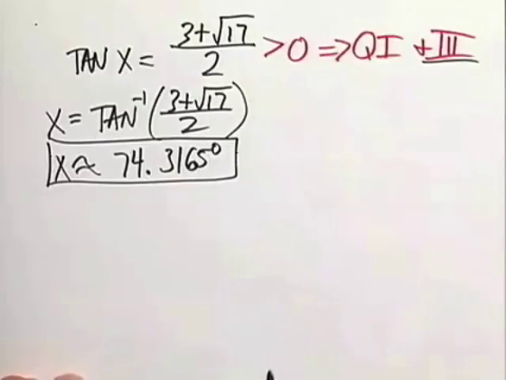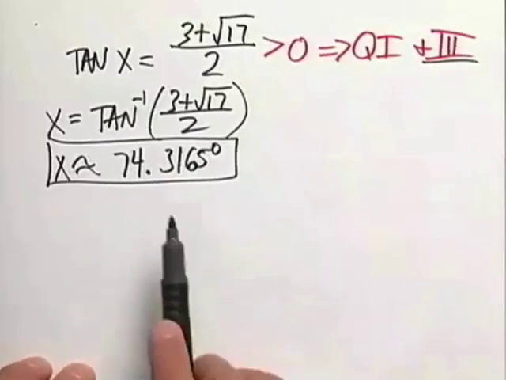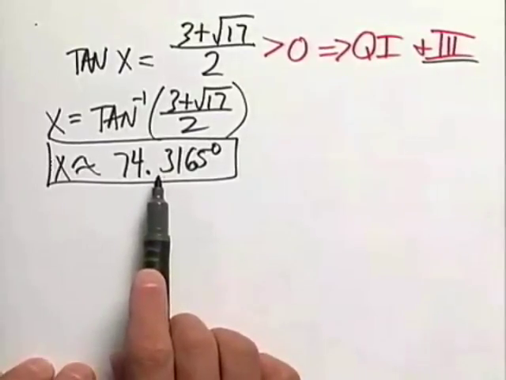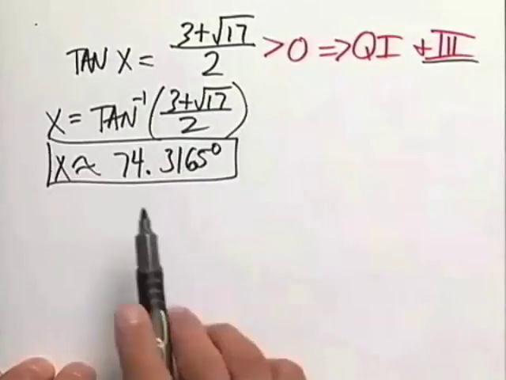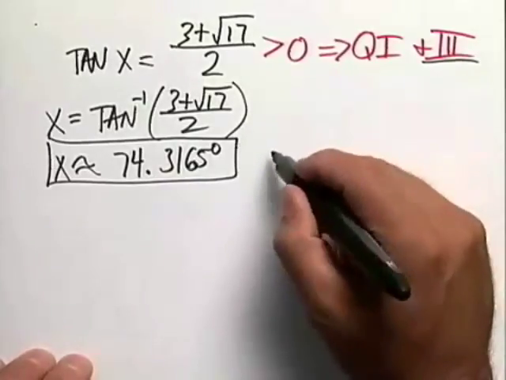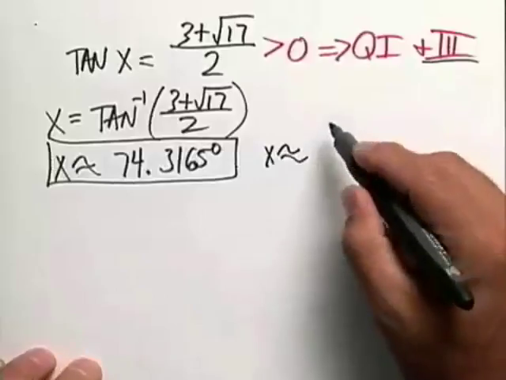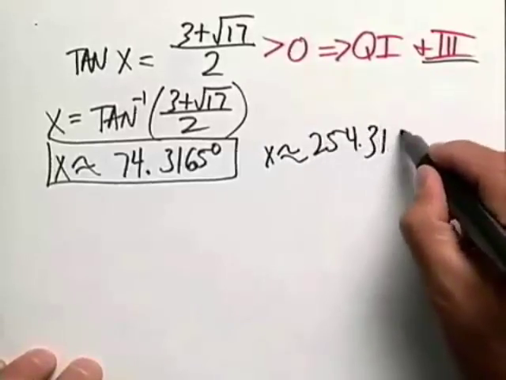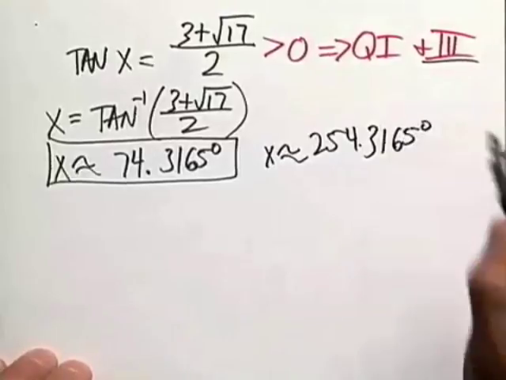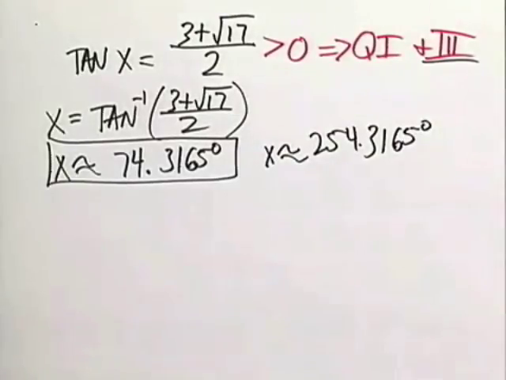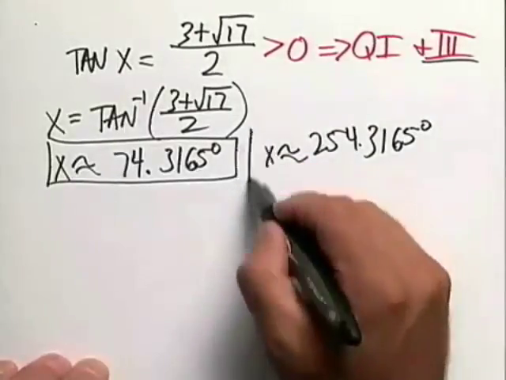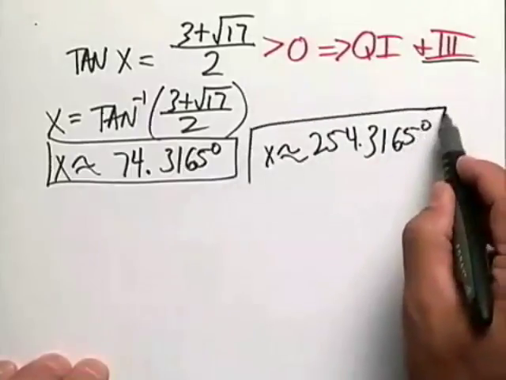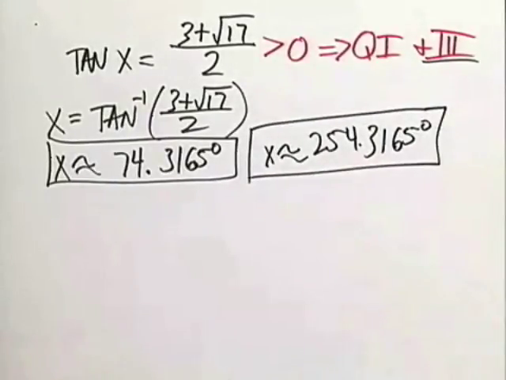In quadrant 3, in order to find that, what we're going to do is take 180 degrees and add our 74.3165. So our second solution will be approximately 254.3165 degrees. Again, that's to 4 decimal places. All right, so we have our quadrant 1 solution and our poorly written quadrant 3 solution, but it's somewhat readable.